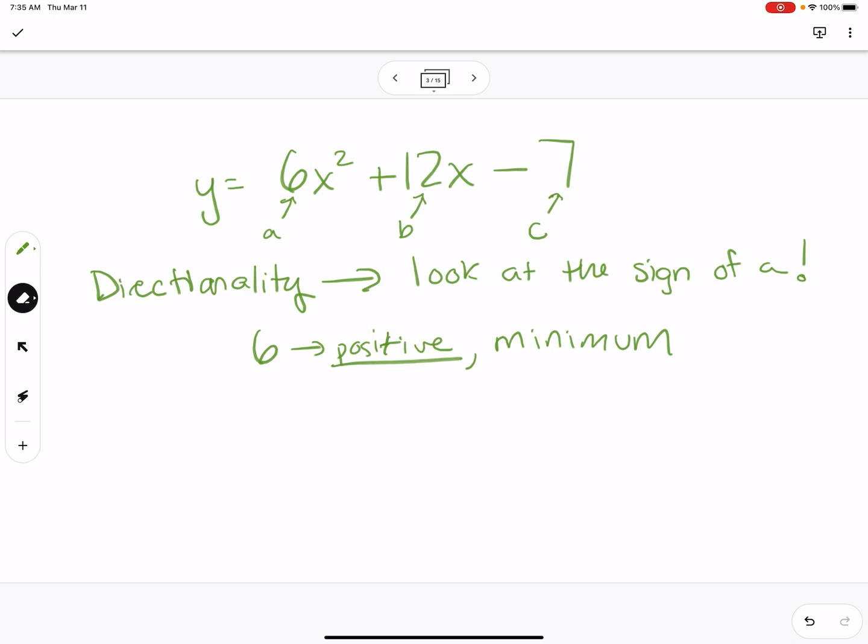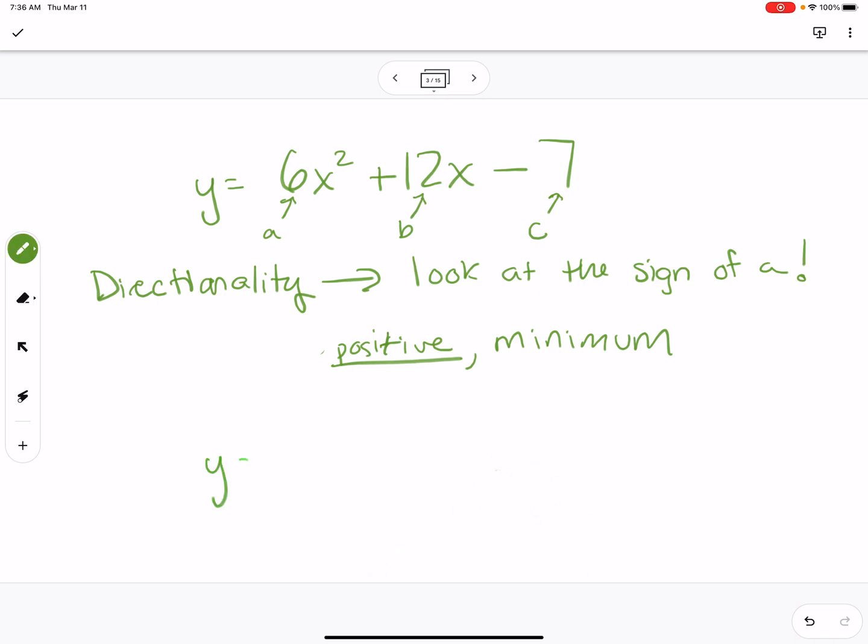On the other hand, let's say I were to draw some negative parabolas. I have all different shapes here. No matter what, on my negative parabolas, the vertex on each of these would be a high point on our graph. That means that if you have a negative A value, you have negative directionality, and you are going to have a maximum. So let's look at an example of that.